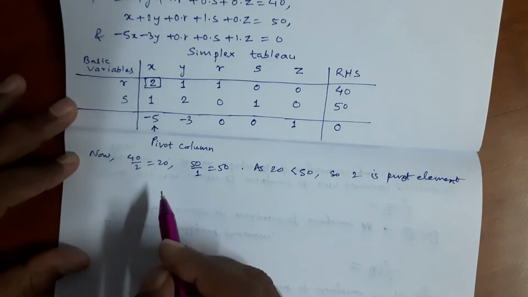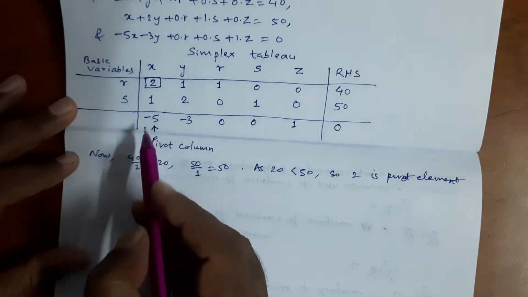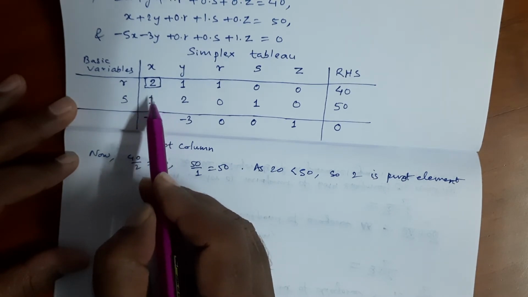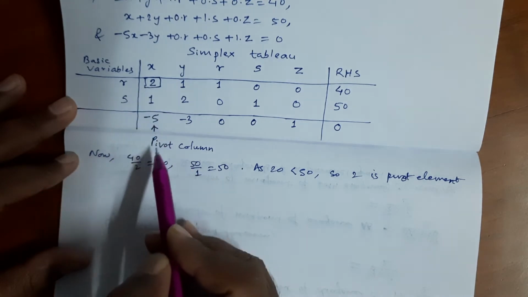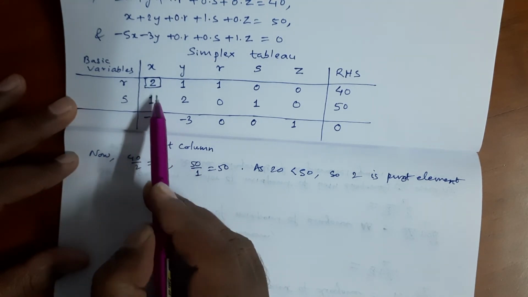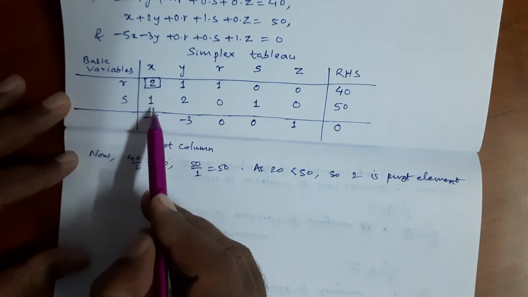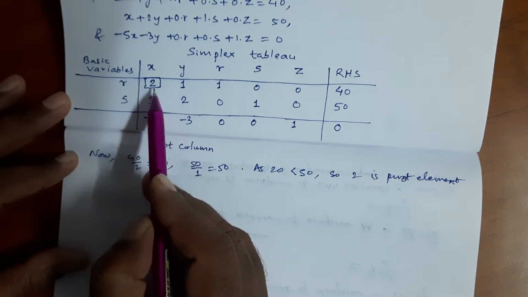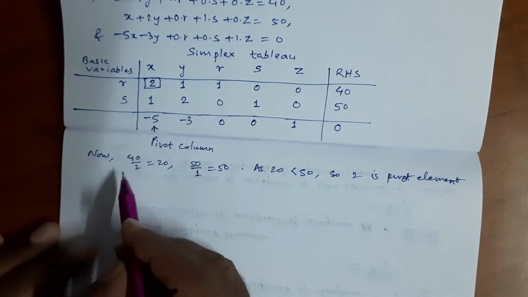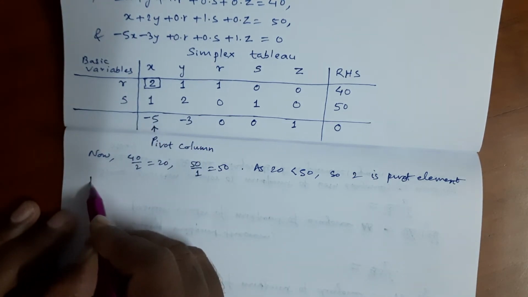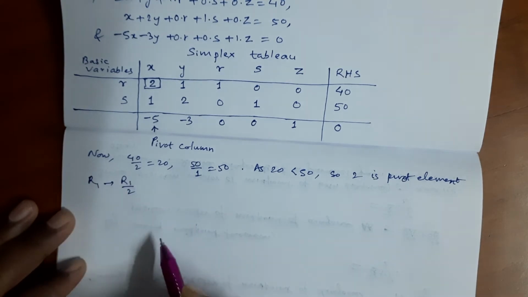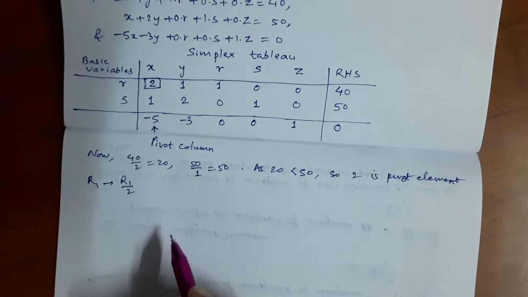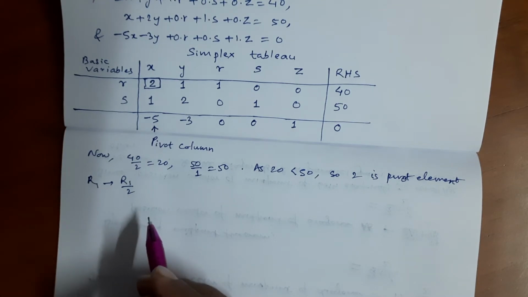And we have to make all the elements except the pivot element 0 in this pivot column. Except this pivot element, we should make other elements 0. So this pivot element, we should make it 1. Now in R1 divided by 2, what it gives, look at here.